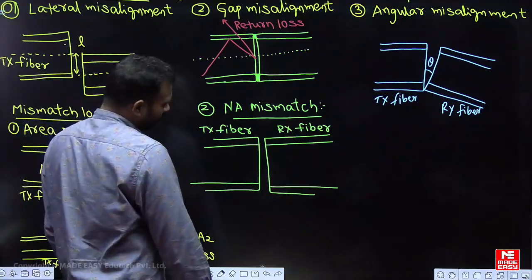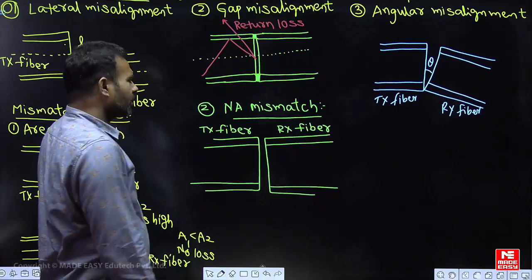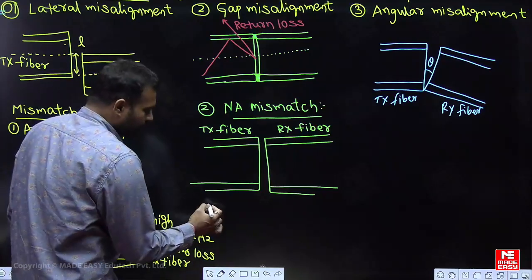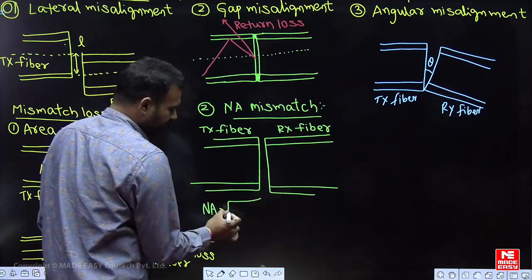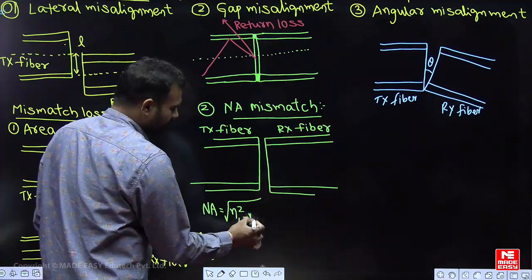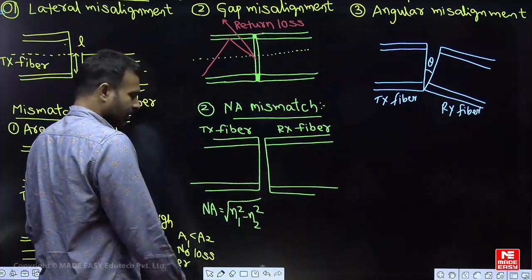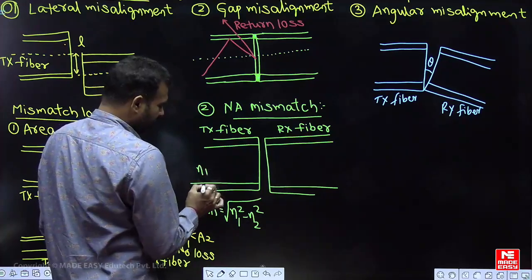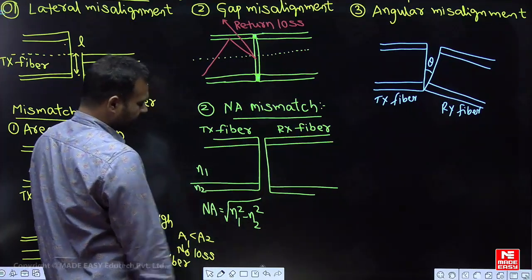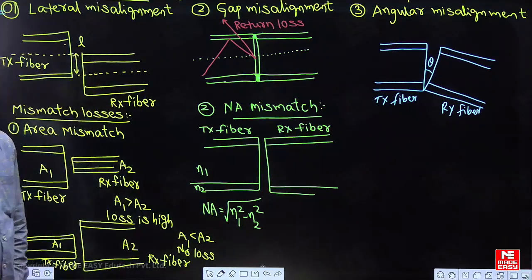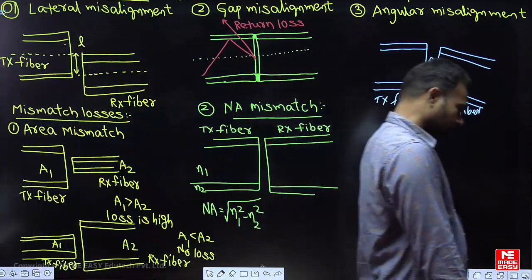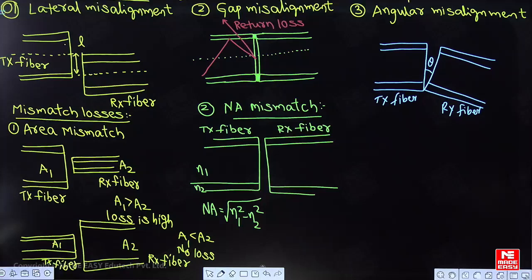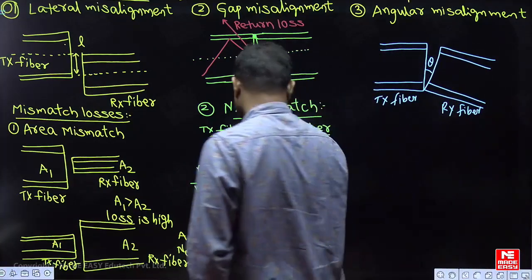Now what we are looking at here is the numerical aperture mismatch. What is the formula for numerical aperture we studied in the classroom? NA is equal to the square root of n1 square minus n2 square. Very good. The refractive index of the core is n1 and the refractive index of the cladding is n2. So this is called NA.